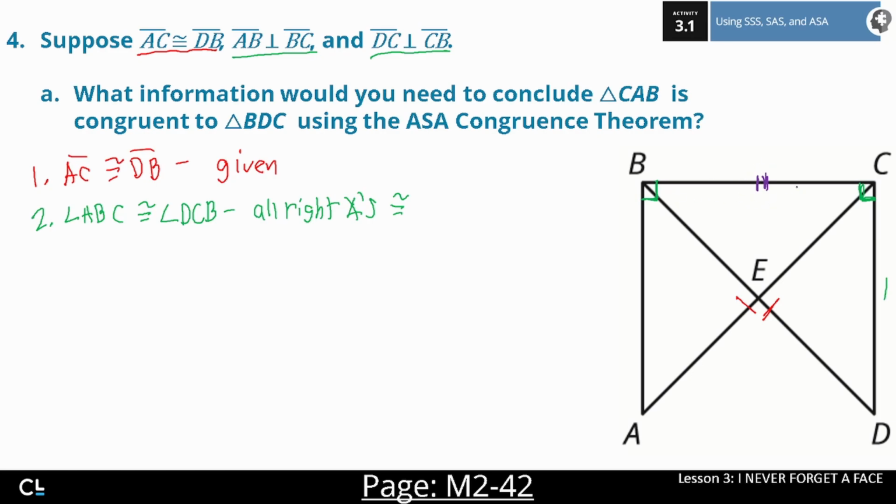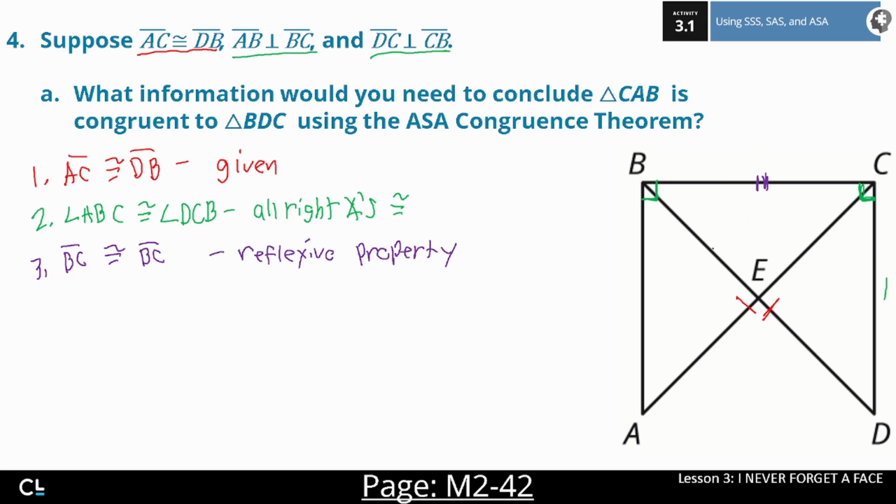Now, my question is where's this side located, right? So where is this side located in our triangles? This is called BC. So we could write that BC is congruent to BC, right? This is our reflexive property. It's a reflexive property.